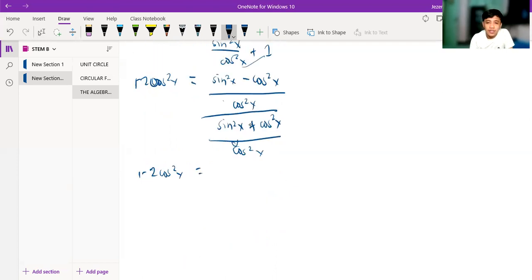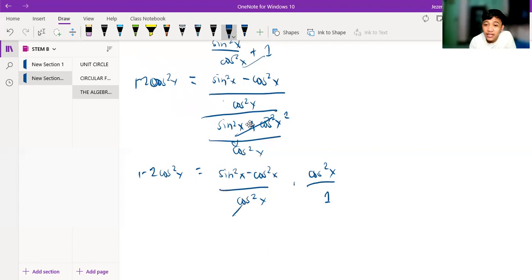Okay? And then ito ay equals 1. Diba? So, sine squared x minus cosine squared x over cosine squared x times cosine squared x over 1. So reciprocal. Then cancel na natin to. Therefore, we have 1 minus 2 cosine squared x. Question mark pala. Sine squared x minus cosine squared x.